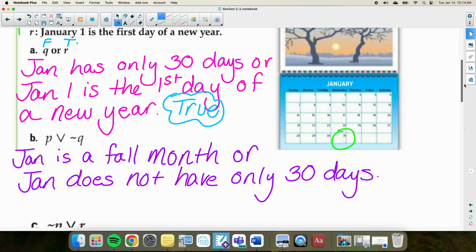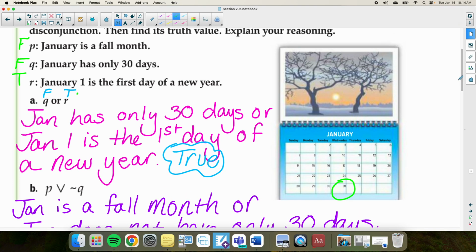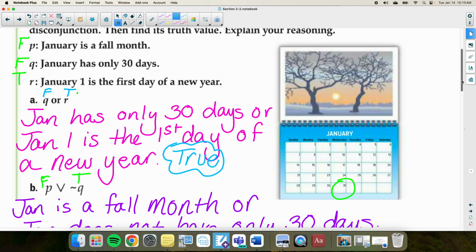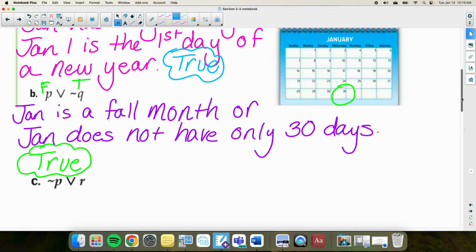Once you get that written out, we have to determine if it's true or false. And P was false. So this is false. Now Q was false, but we negated it. So this would be true. So what would our overall truth value be? It would be true because one of these is true. If they're both true, it's still true. The only way it's not true is if they're both false. Okay? Now it says not P or R.